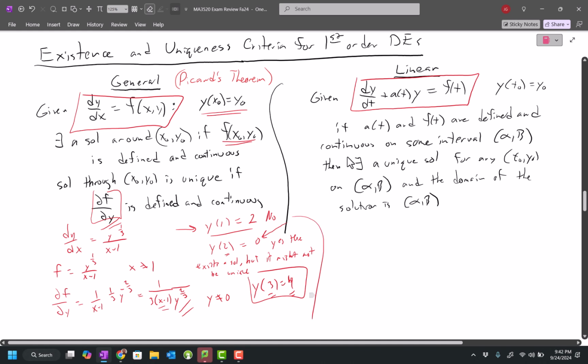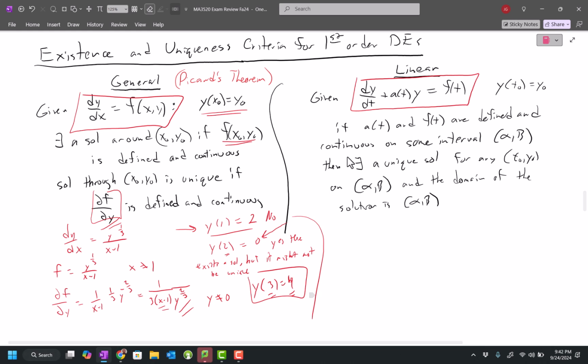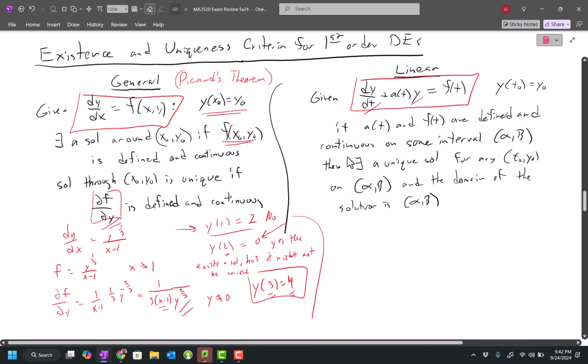All right, so that was the general theorem. Now, if the differential equation was linear, then I can make a stronger statement. I don't have to check the y's in this case to see if they're going to be a problem, because I just have y and y prime, just because it's linear.